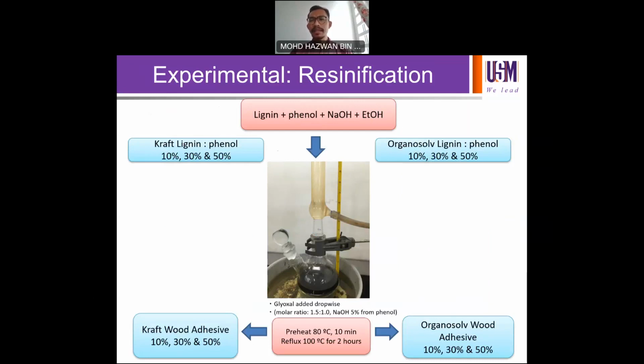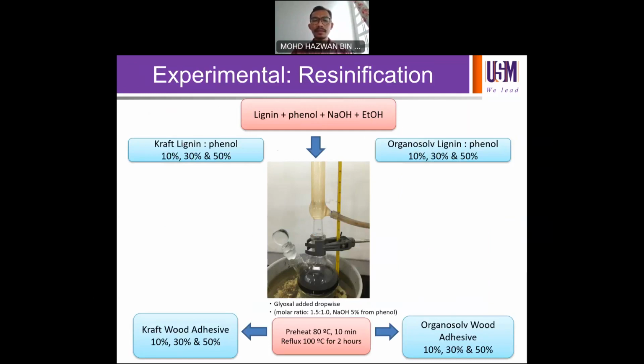Meanwhile, after we obtain the black liquor, we precipitate it, and then we obtain lignin. We characterize it using a normal physical-chemical characterization, and we also did the resinification process. The resinification that we did in our study is by substituting different percentages of lignin for phenol, and at the same time, we replace formaldehyde entirely with glycol.